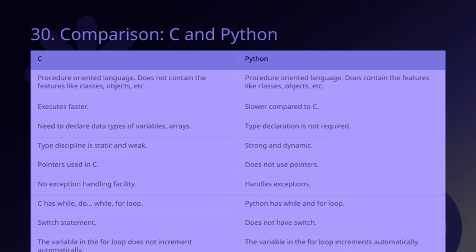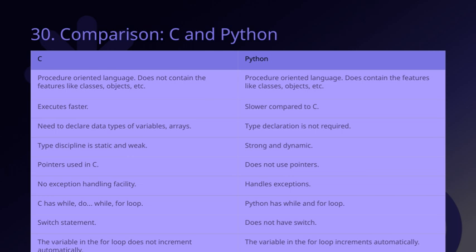Speaking of type discipline, C has static and weak typing, meaning types are checked at compile time, but the language allows some implicit conversions that can lead to errors. Python has strong and dynamic typing, so types are checked at runtime, and type errors are caught during execution, offering more safety. Pointers are a core feature in C, enabling direct memory manipulation, which is powerful but can also introduce complexity and bugs. Python does not use pointers directly, abstracting away memory management to simplify programming. C lacks built-in exception handling, so error management often requires manual checks and handling.